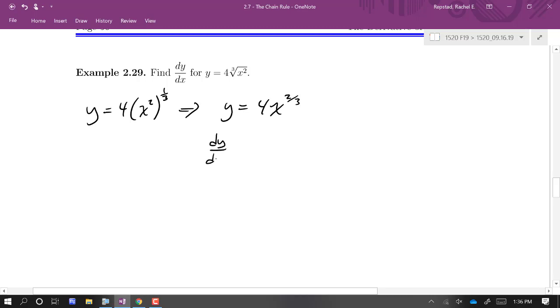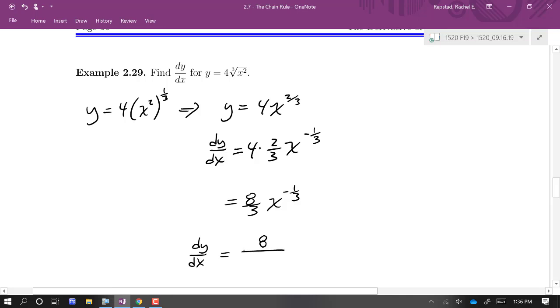So how do we start with the derivative here? It would be 8/3 x to the 1/3. And that 8/3 comes from 4 times 2/3. X to the what power? Negative 1/3. Right, 2/3 minus 1 is negative 1/3. So I could write this as just 8/3 x to the negative 1/3, or I kind of like the way it looks if we put it in fraction and radical form. So we have 8 over 3 times the cube root of x.